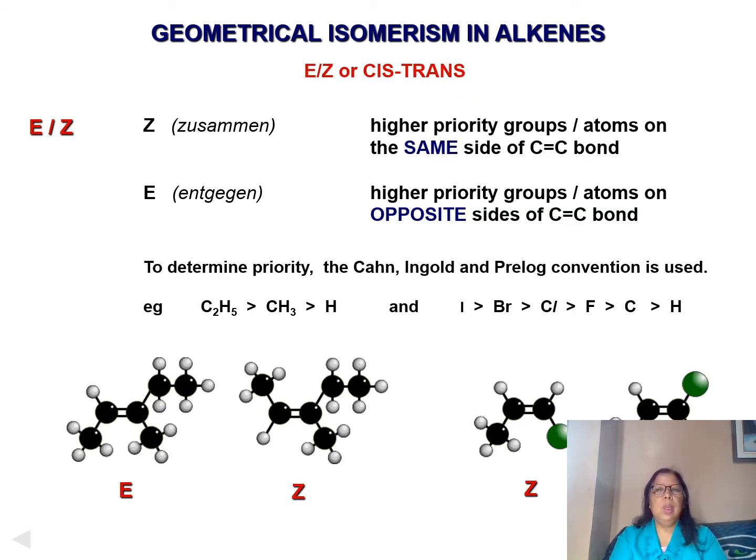Okay, these are also some ways of naming. You might be encountering the letter C. It is actually Zusammen, and then E for Entgegen. For C, they are placed on the same side of the C=C bond. For E, they are on the opposite side. So for trans, they are in the Entgegen form, so they are in a letter E. If it is in cis, then they are in the Zusammen.